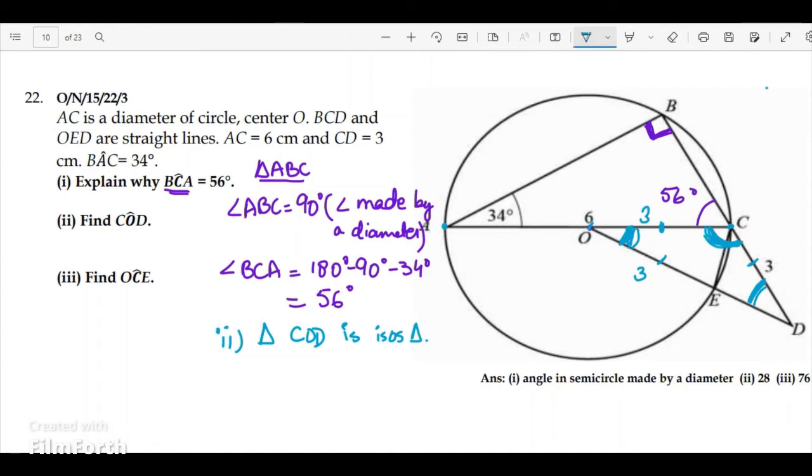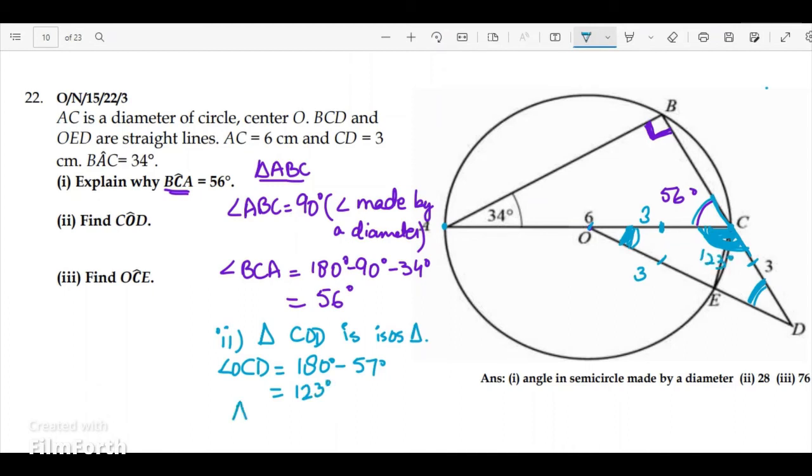So this angle OCD can be easily found by subtracting 57 degrees from 180 degrees. And why am I doing this is because BCD is a straight line. So these are the angles on the straight line. So if this is 57 degrees, this would be 180 degrees minus 57 degrees. So this gives me 123 degrees. So I know this is 123 degrees.